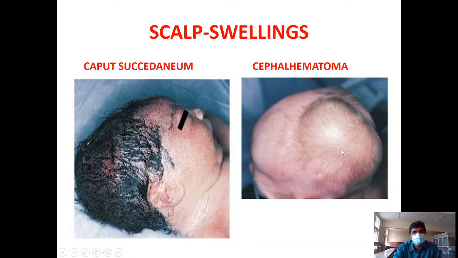Then, are there any scalp swellings? You need to palpate the head for scalp swelling. From inspection also you can pick it up, but sometimes you need to palpate as well. So what are the scalp swellings you can have? Caput succedaneum and cephalhematoma. We'll see what caput succedaneum and cephalhematoma are in the coming slides.